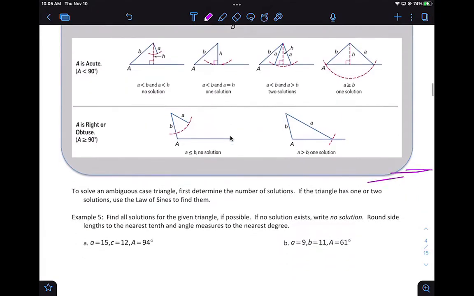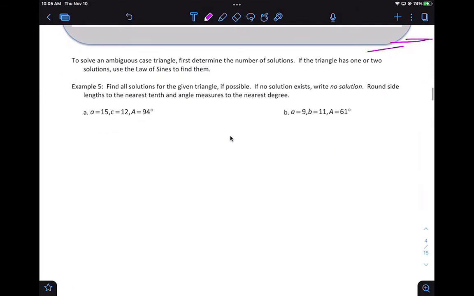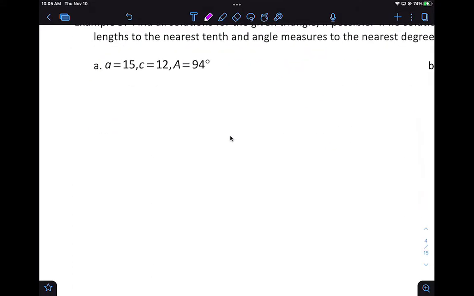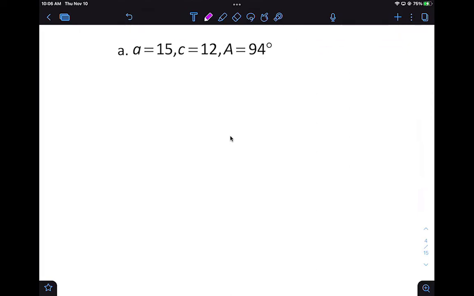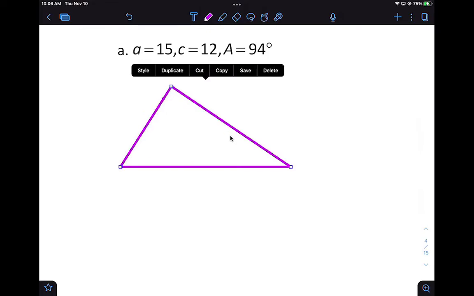So we're going to look at this first one. Initially, they're just going to say, I've got a side of 15, a side of 12, and an angle of 94 degrees. We're not sure if that makes one, two, multiple, or no triangles. So what we'll do from here is sketch out a generic triangle. I have no idea how big everything needs to be, so it's not going to be to scale.